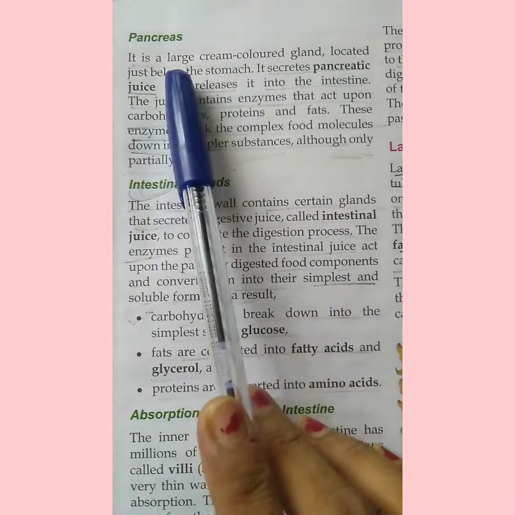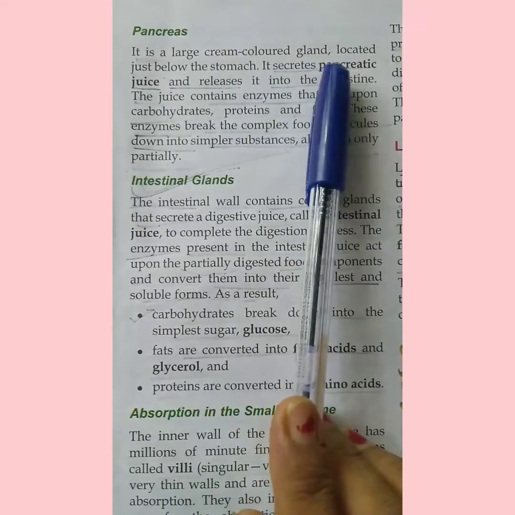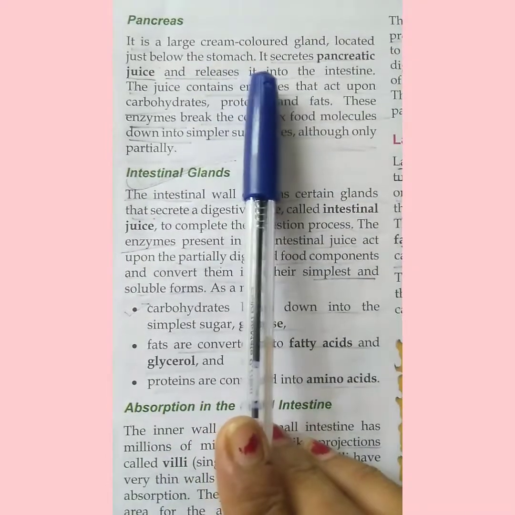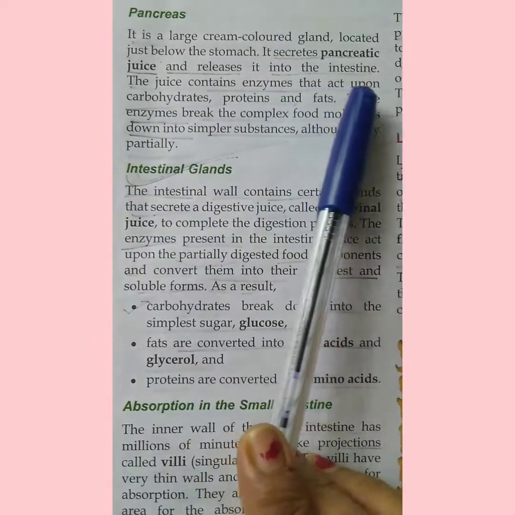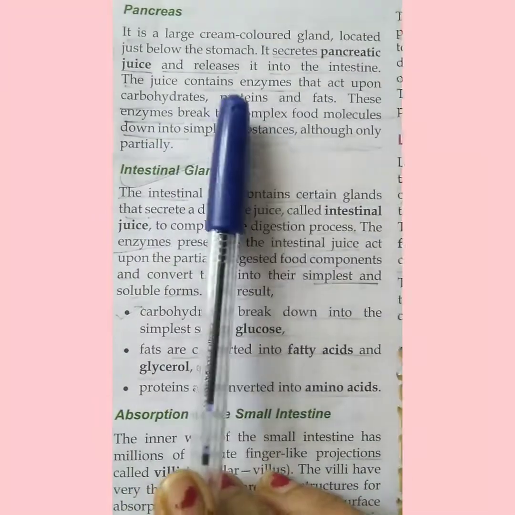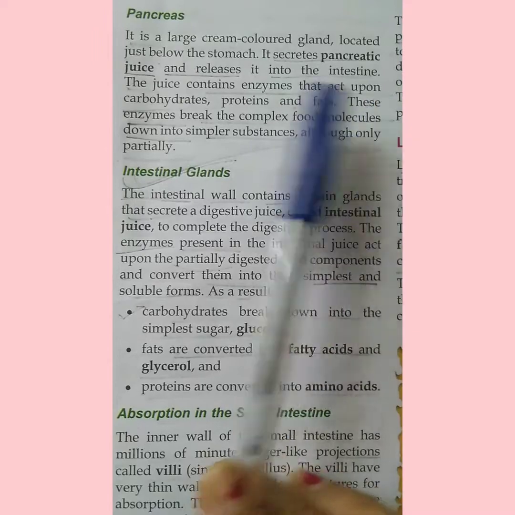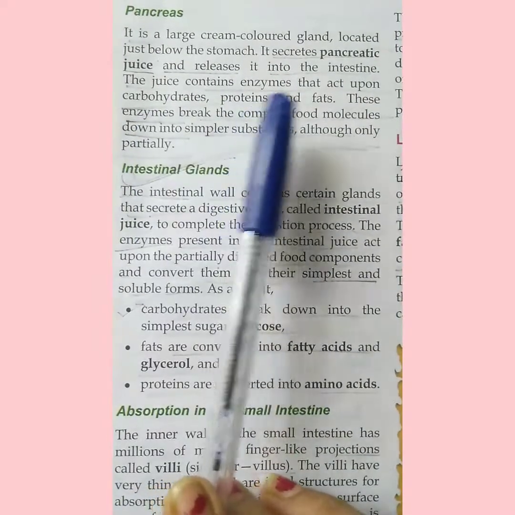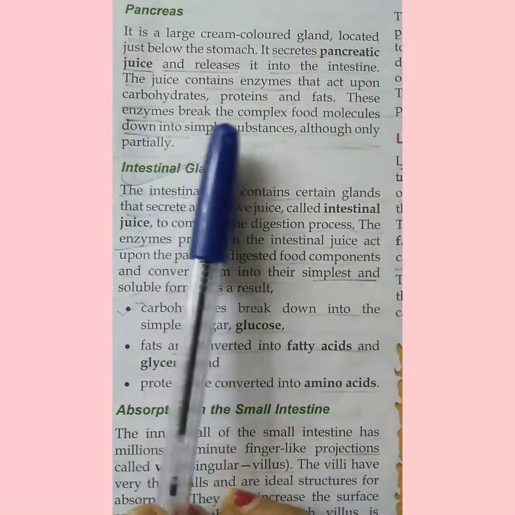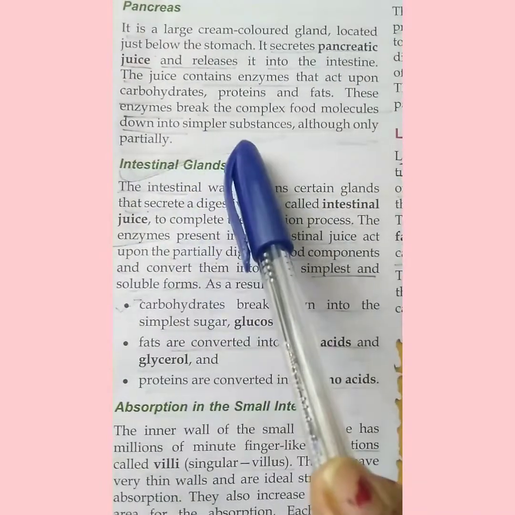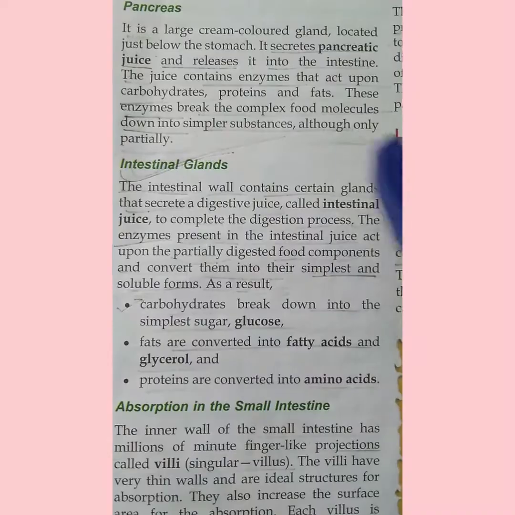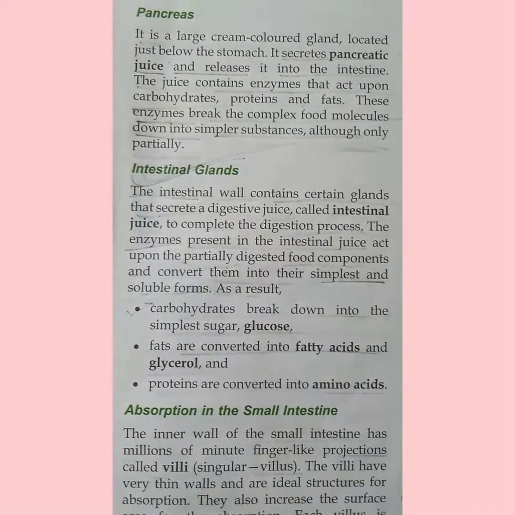Next is pancreas. It is a large cream colored gland located just below the stomach. It secretes pancreatic juice and releases it into the intestine. The juice contains enzymes that act upon carbohydrates, proteins and fats. These enzymes break the complex food molecules down into simpler substances, although only partially.